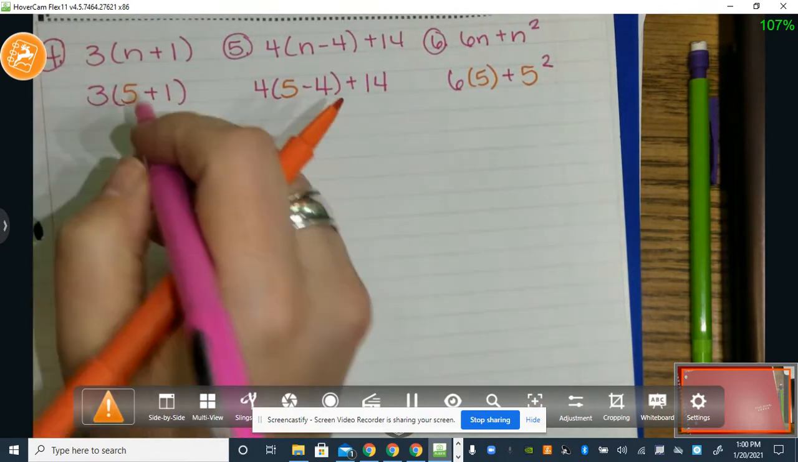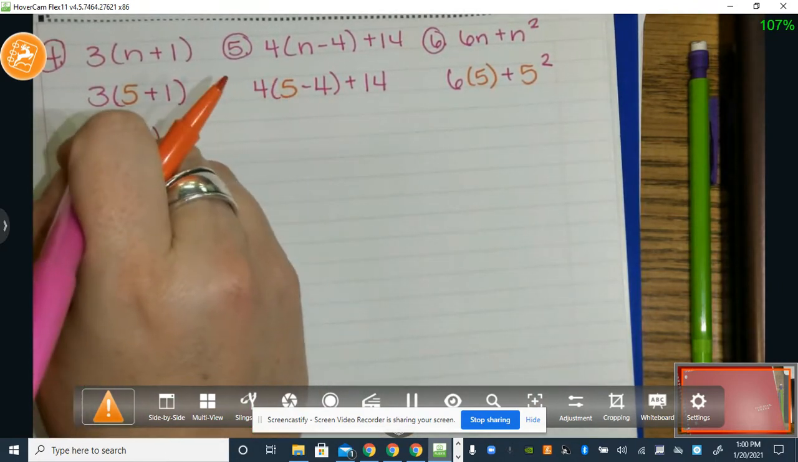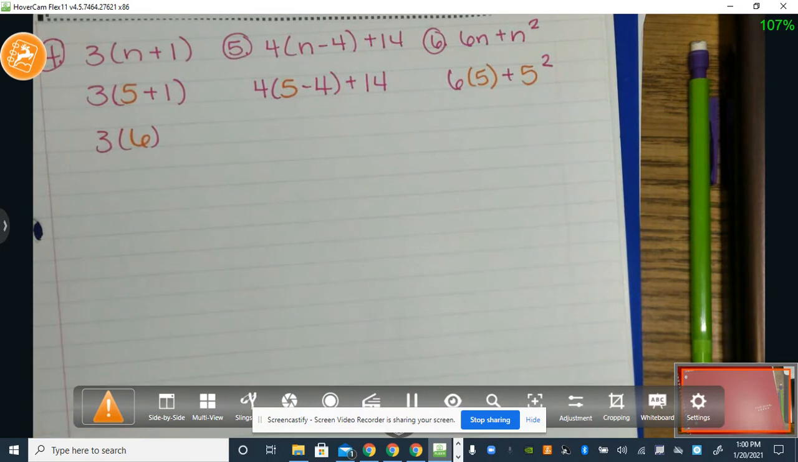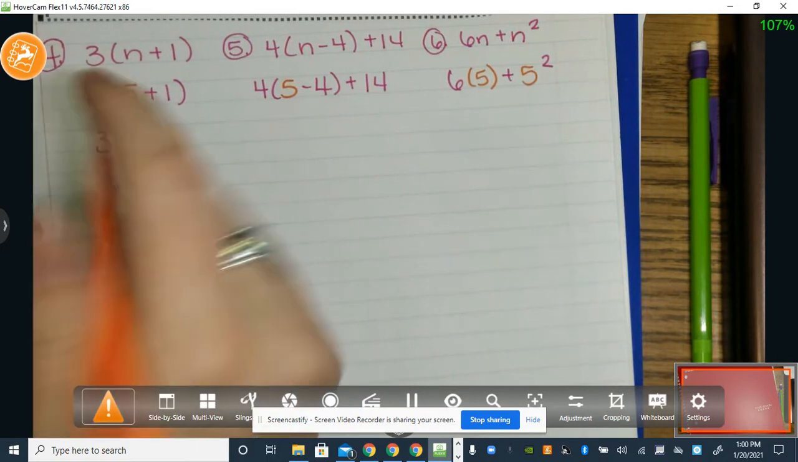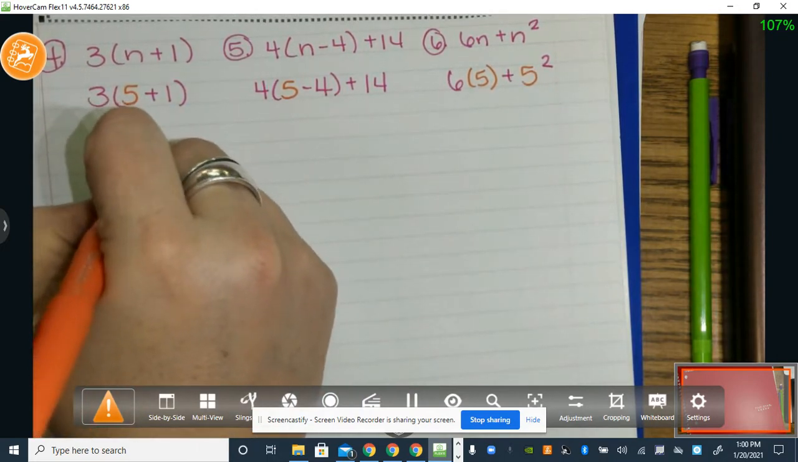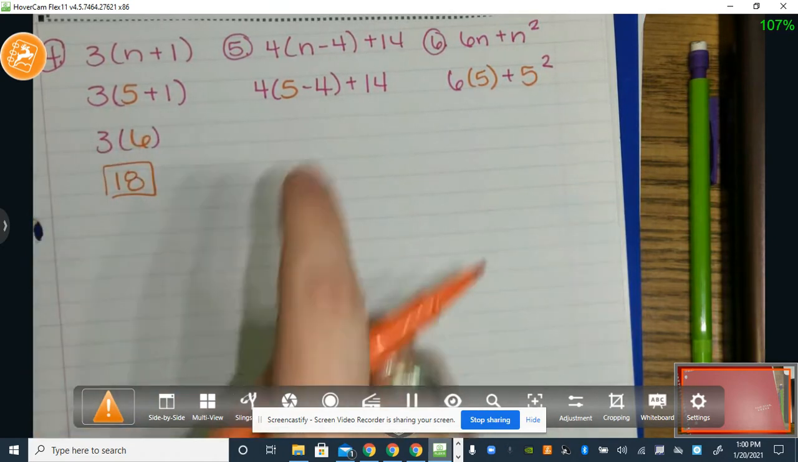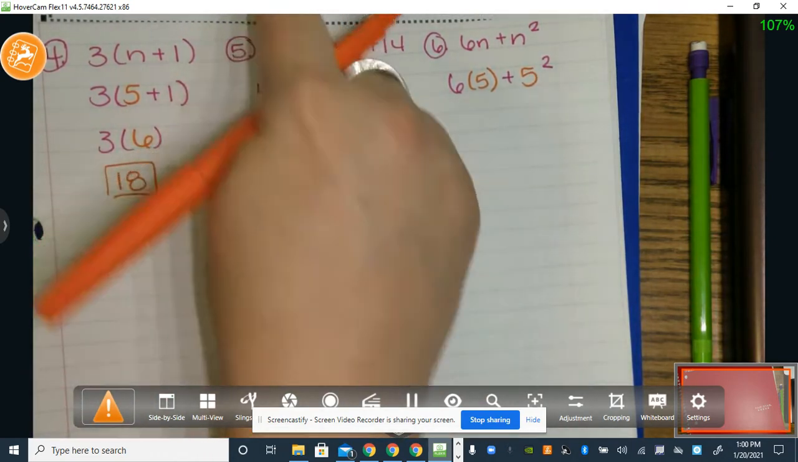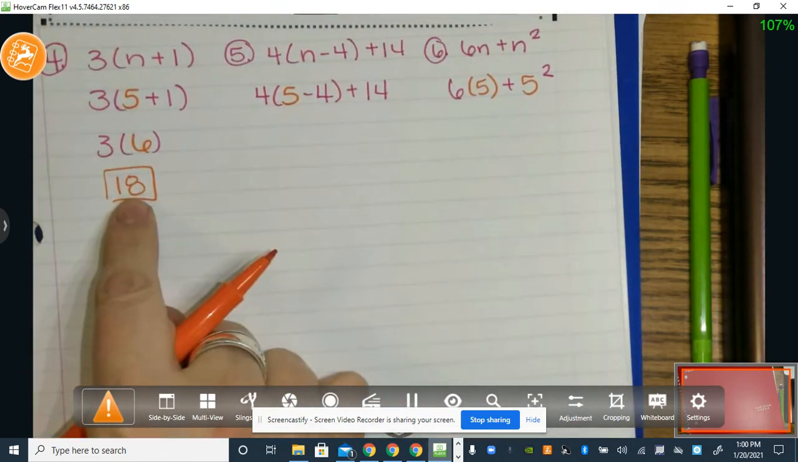So I'm going to drop down a 6. And then I'm going to put 3 right next to it. And that means I need to multiply. So 3 times 6 gives me 18. So if n is equal to 5, my answer would be 18.